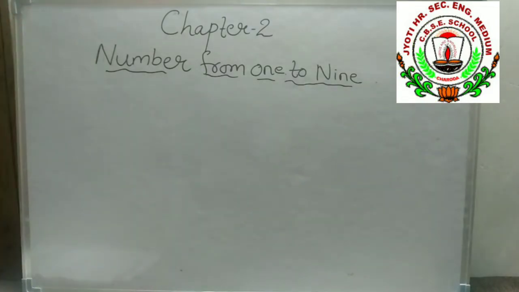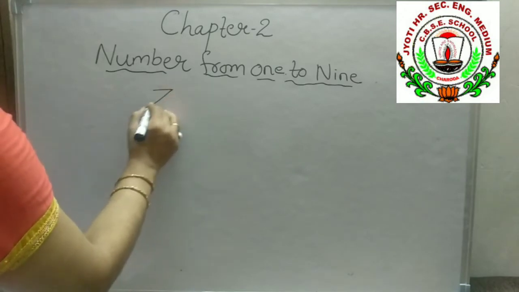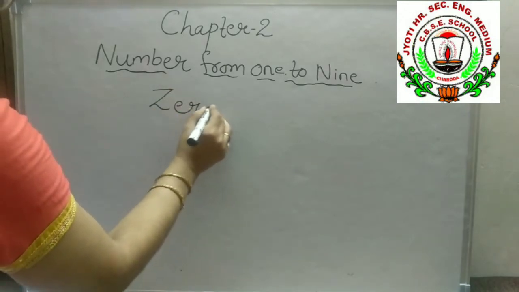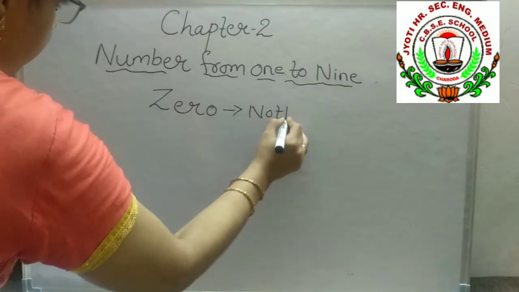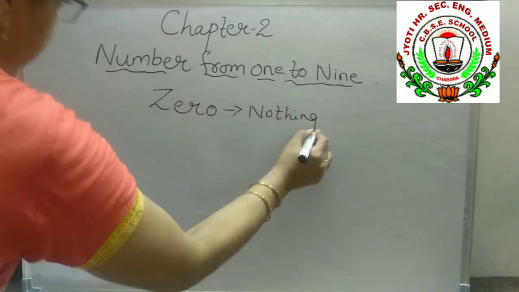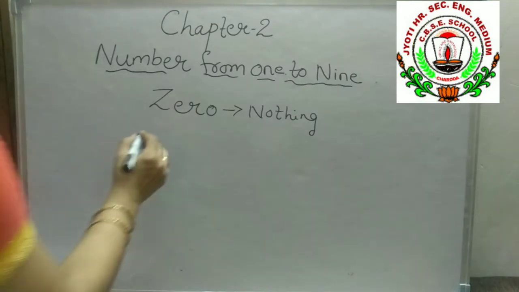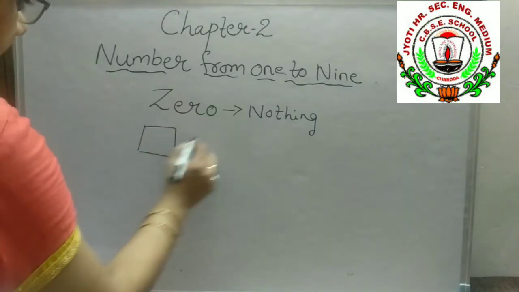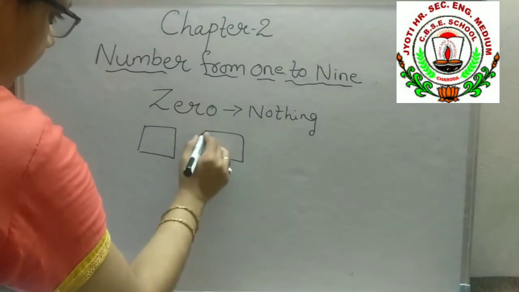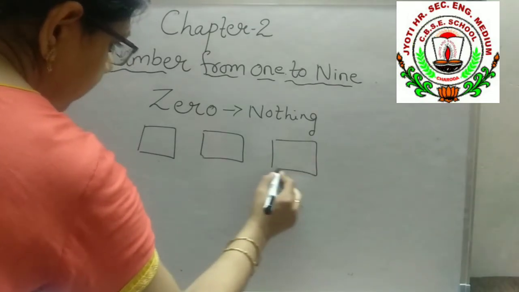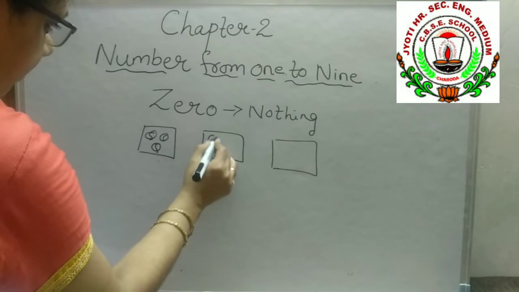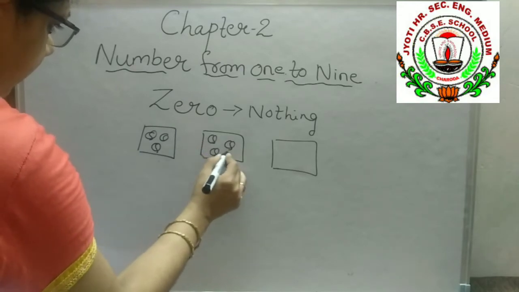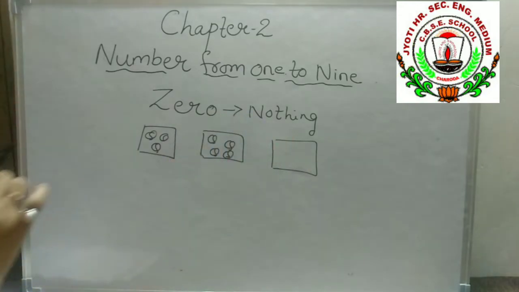Student, next is 0. I have to explain to you about 0. What do you mean by 0? 0 means nothing. For explaining 0, I am taking 3 boxes. In the first box, there are some balls. In the second box, also some balls. In the last box, I am not drawing any balls.